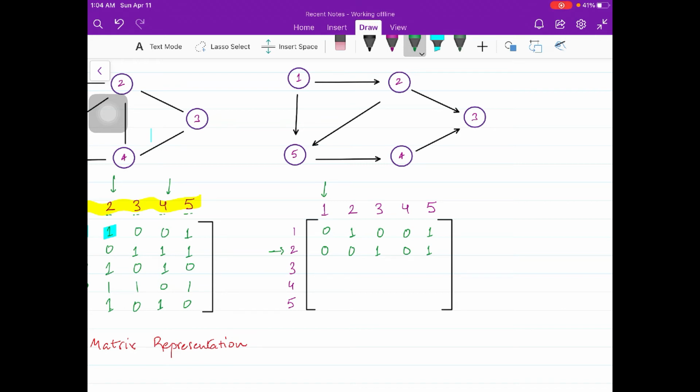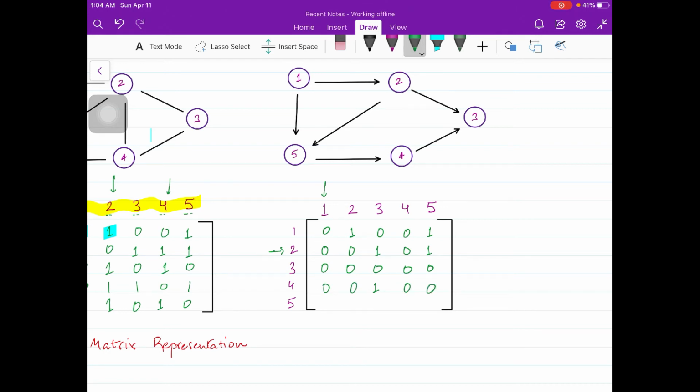Okay, now for 3, similar thing. Are there any edges emanating from 3? No. So just put 0, 0, 0, 0 and 0. See the same thing for 4. So for 4, the only edge emanating from 4 is 4 to 3. So 4 to 3, 1 edge, and the rest is 0.